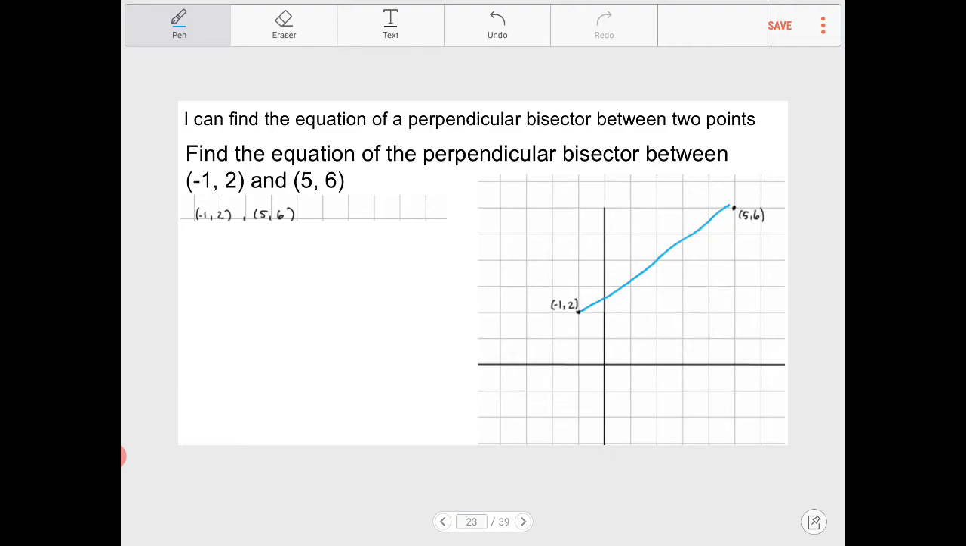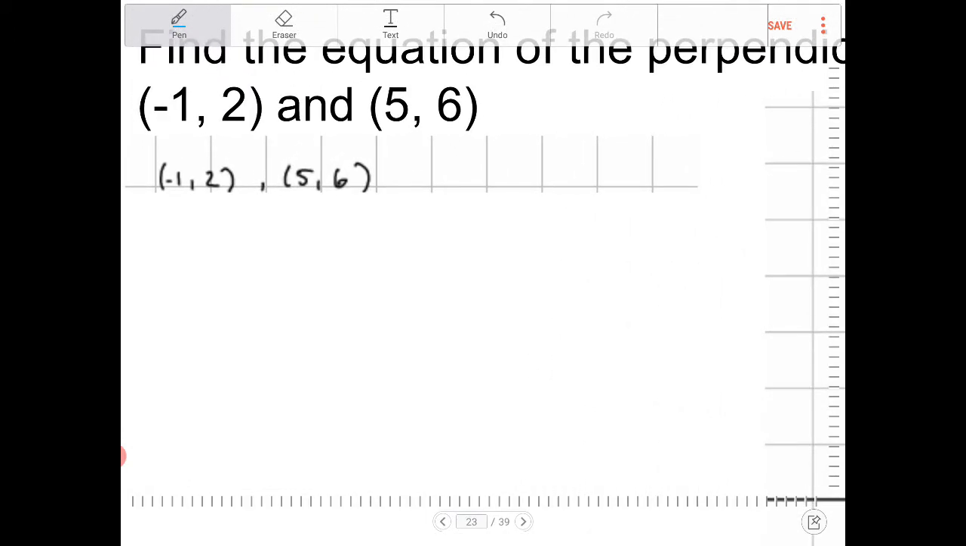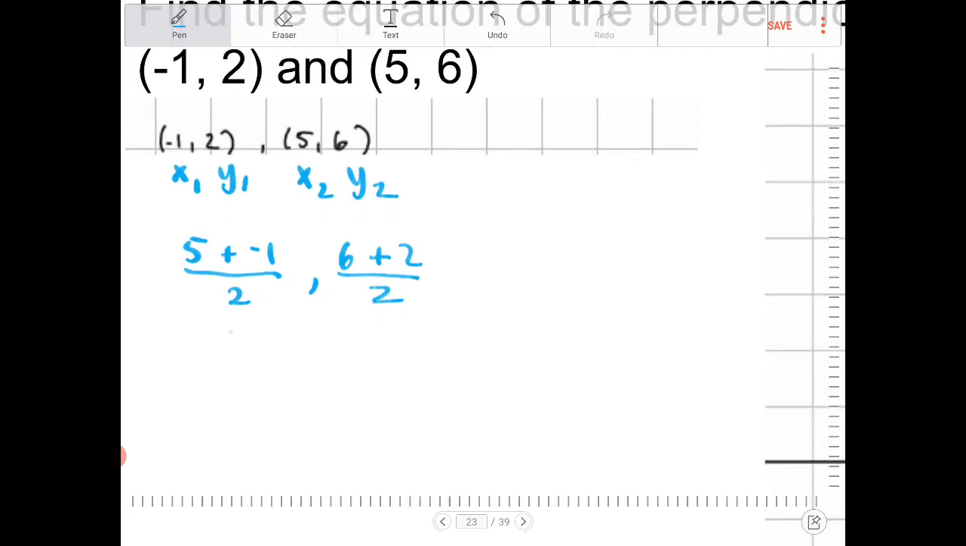In order for me to find the equation of the perpendicular bisector, there are two things that I will need. I will need to know the midpoint. So let's first find out what the midpoint is. To find a midpoint, we take the x and y coordinates and find the average coordinates between them. So I want to take the 5 and -1, divide by 2, and take the y coordinates, which are 6 and 2, and divide by 2. This will be 4 over 2, which is 2, and the y coordinate will be 8 over 2, which is 4. So the midpoint is (2, 4).